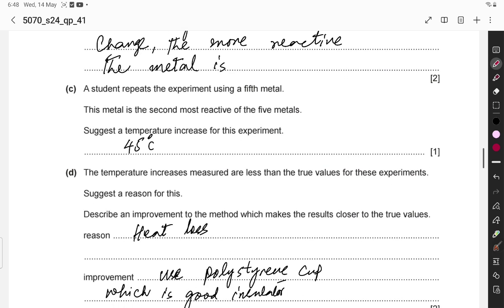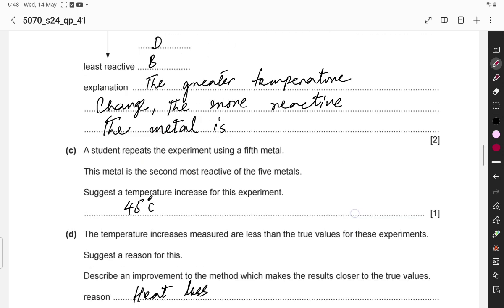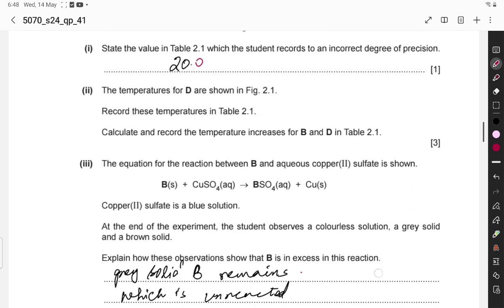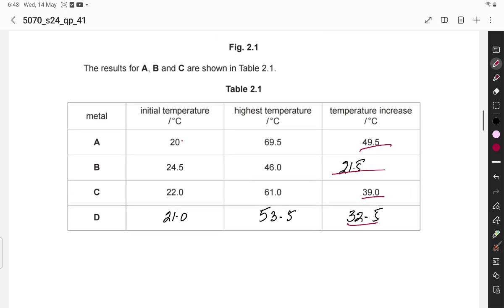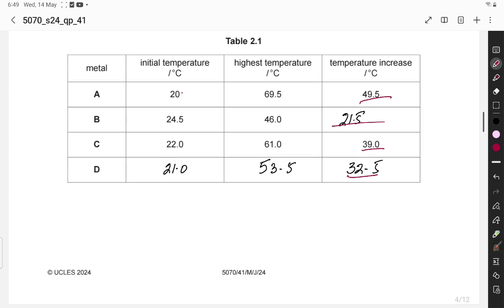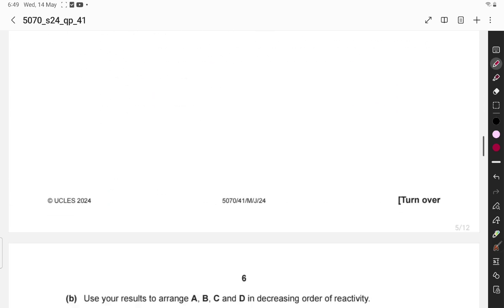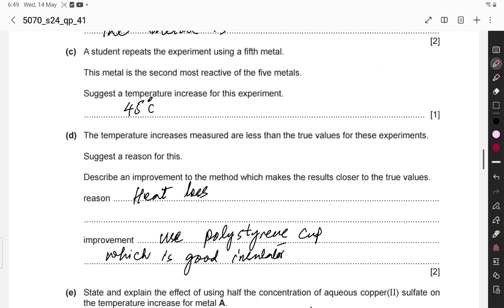A student repeats the experiment using a fifth metal. This metal is the second most reactive of the 5 metals. Suggest a temperature increase for this experiment. A has the maximum temperature change, 49.5, so it should be between 49.5 and 39, so it can be 45 degrees centigrade.